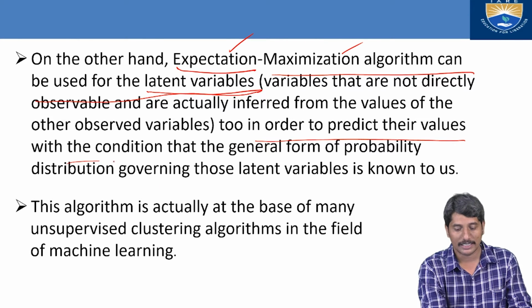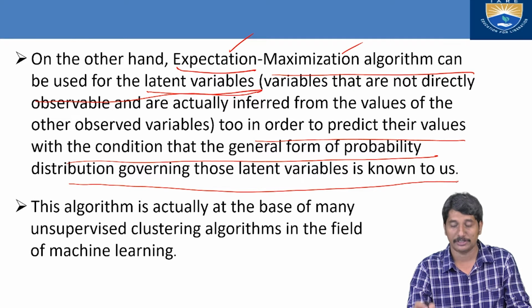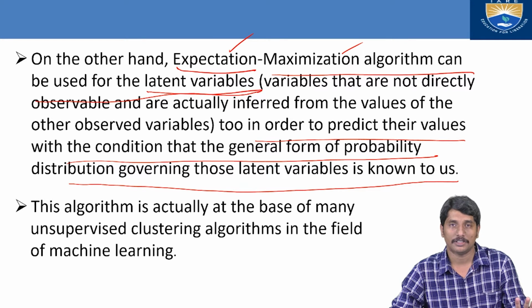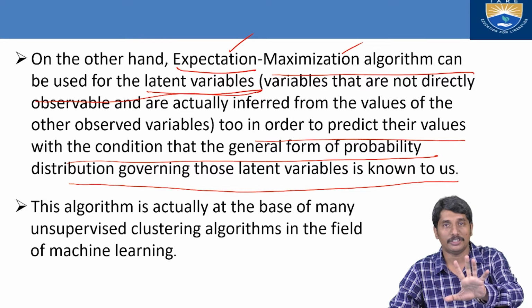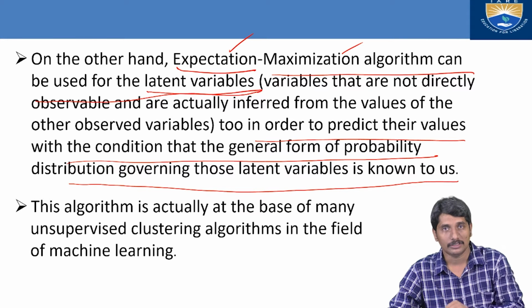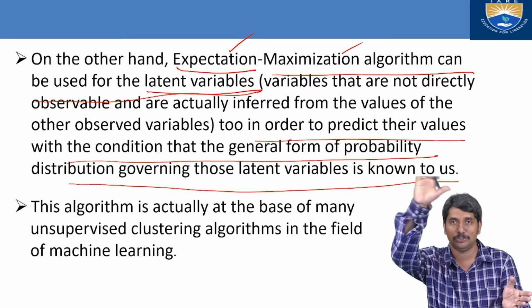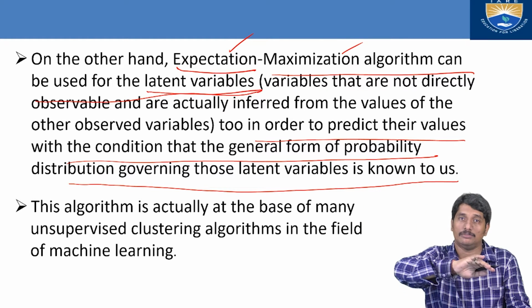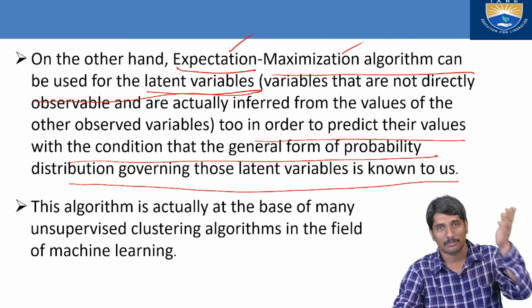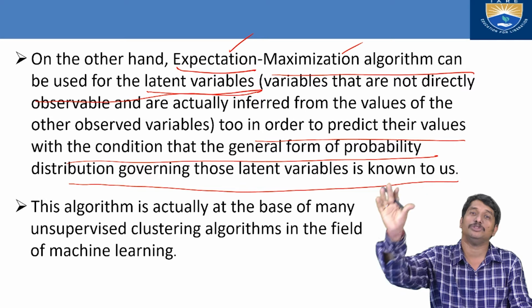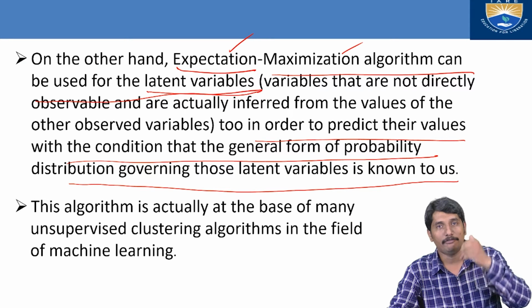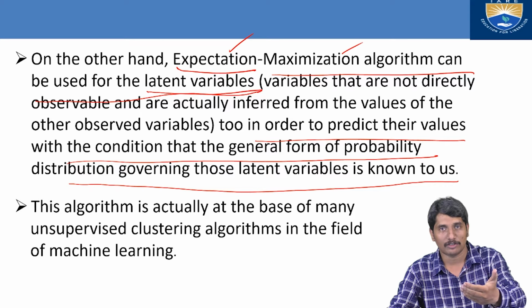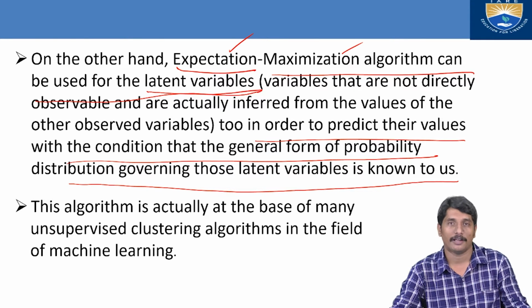In order to predict their values, the condition is that the general form of the probability distribution governing those latent variables is known to us. So, for this, we have an algorithm called expectation and maximization algorithm, which is based on random probability distributions and their properties. Depending on the available data set and the distribution of the data points, some data points may be distributed in a normal shape, or a binomial shape, or exponential shape, or some other probability distribution. Basing on the distribution of the data set, we will fix one probability distribution and use it as a driving force in the expectation maximization algorithm to predict the missing feature values. That's what the paragraph is trying to tell us.